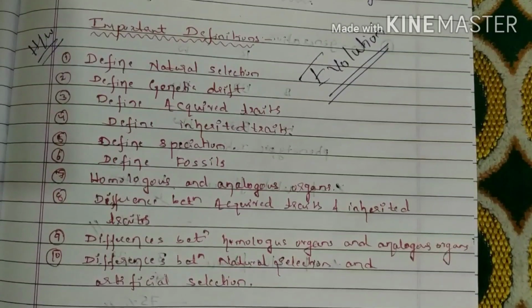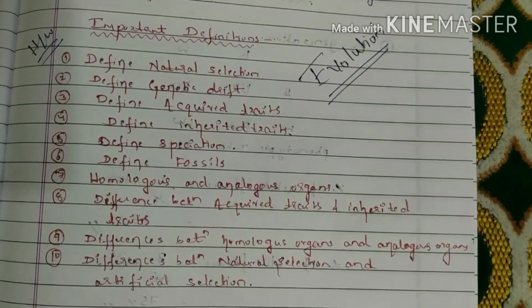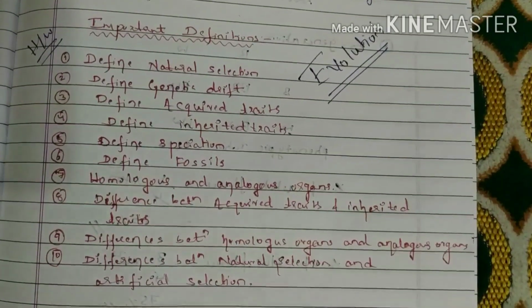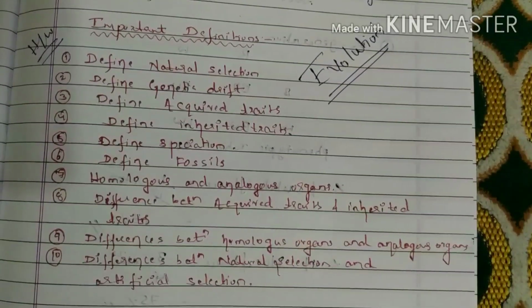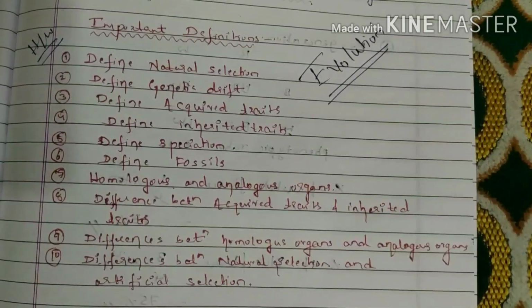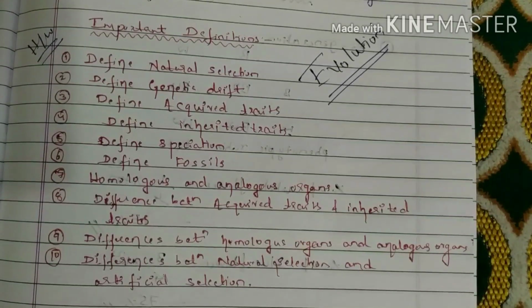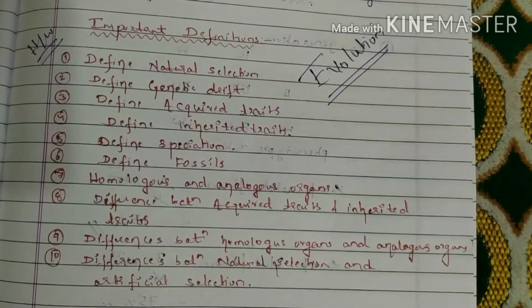That is very important. One time write the definition of acquired traits, very important. Then define inherited traits, that is very important. What are inherited traits? The characters or the traits which are received from the parents by the progeny. So that is very important, inherited traits.